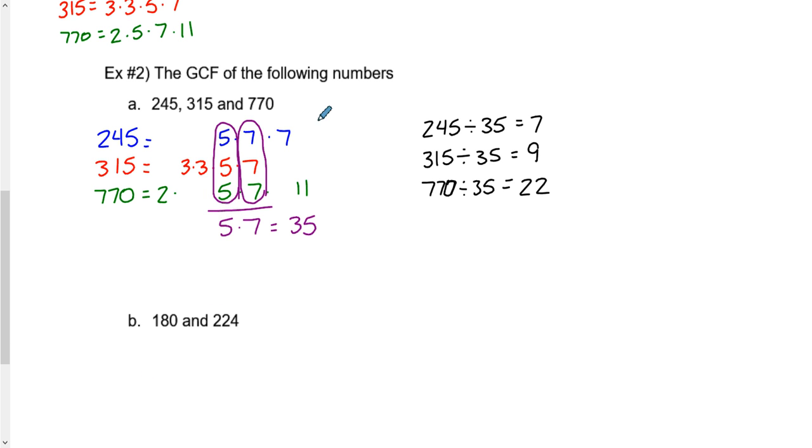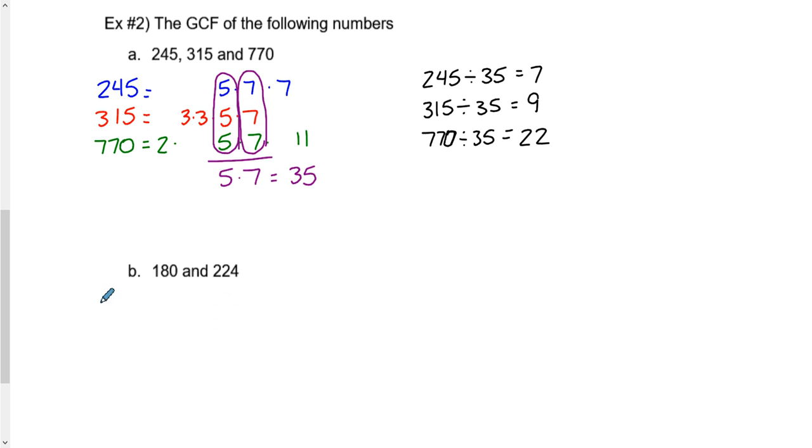If I go to my next example, 180, let's see. I might as well do all my factor tree work. 180, that's going to be 20 and 9. 20 is 4 and 5. 9 is 3 and 3. 4 is therefore 2 and 2. Just do a double check. Yep, I'm good.